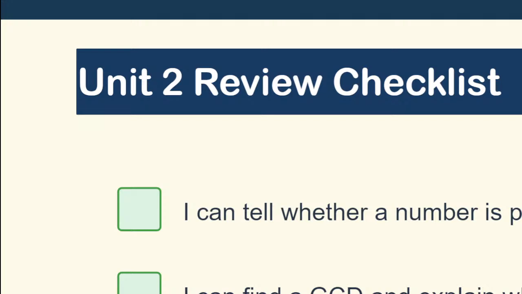Okay, this is just like a unit review checklist with teachers. If you want, you can just print it out, or you could just ask students. It's like check each box off. I can explain why, not just have an answer. It's like you have to explain it, not only just have an answer.